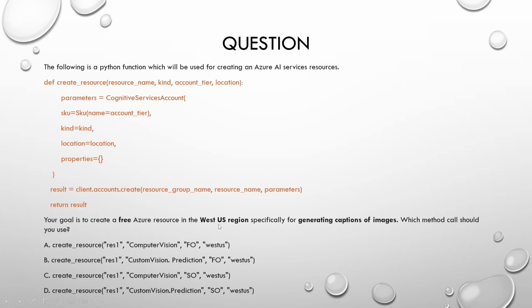Now the region is West US. So the argument will be West US. So the correct option is option A, where the function is create resource and we pass the arguments res1, which is the name of the resource. The kind is computer vision. The tier is F0 and the region is West US.